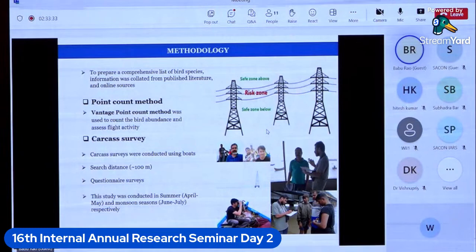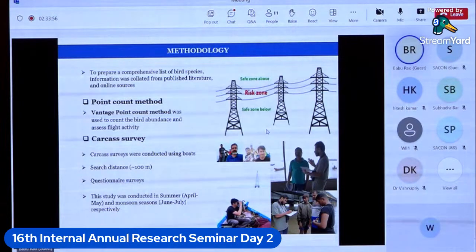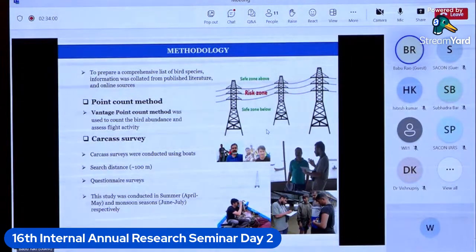And we also did carcass surveys using boats. We surveyed greater than 100 meters on either side of the transmission line. Detection of carcasses in a short duration of study is quite difficult. So therefore, we collected secondary sources of information by interviewing local people about collision risk of different species in the area. These surveys were conducted during summer and monsoon seasons.